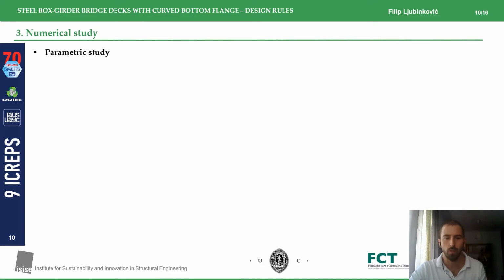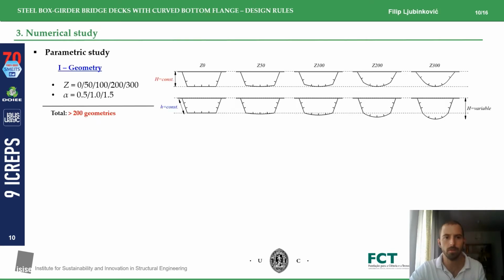Now that we validated our numerical model, we wanted to extend the scope of the geometrical parameters. So we extended the zeta from 0 up to 300. We also studied aspect ratios up to 1.5, and we varied different configurations of the stiffeners: flat stiffeners, trapezoidal stiffeners, so all sorts of configurations, and we came up with a number of 210, if I'm not mistaken, different geometries.